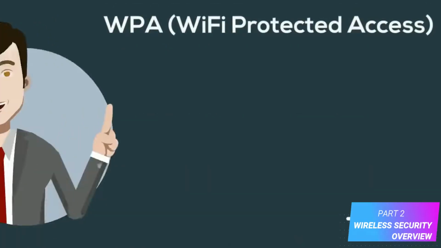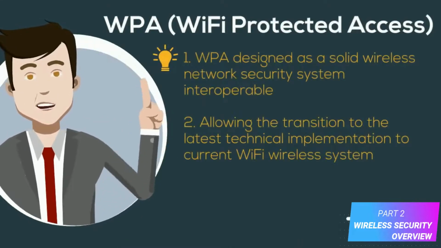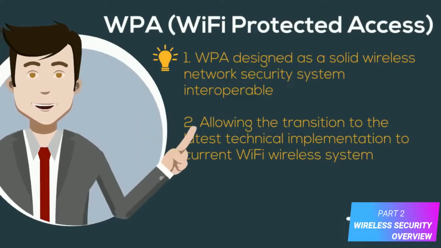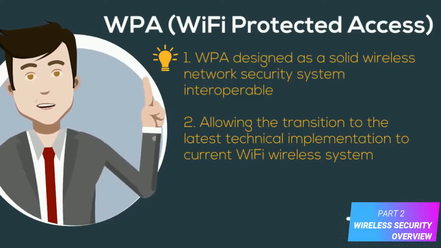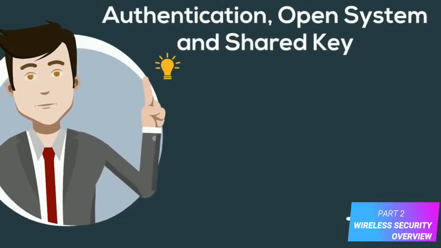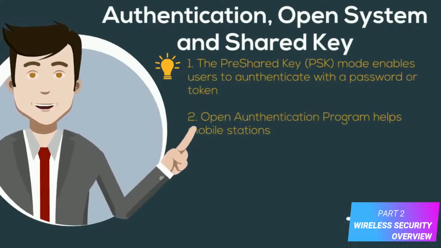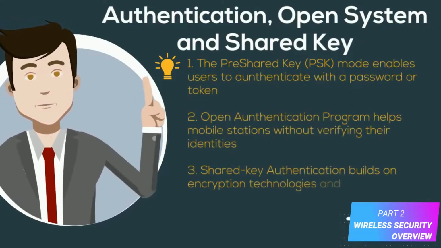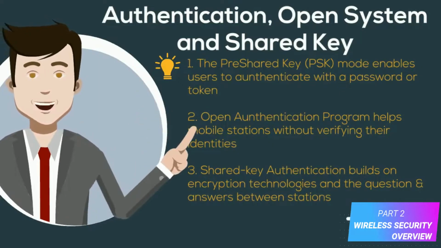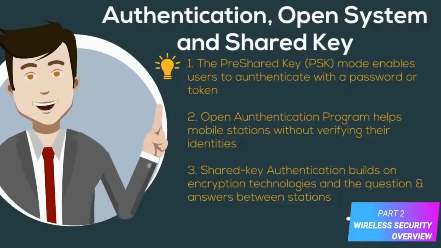Wi-Fi Protected Access. WPA is designed as a solid wireless network security system, interoperable, allowing the transition to the latest technical implementation for current Wi-Fi wireless systems. Authentication, open system and shared key. PSK mode enables users to authenticate with a password or token. Open authentication helps mobile stations connect without verifying their identities. Shared key authentication builds on encryption technologies and the question and answers between stations.